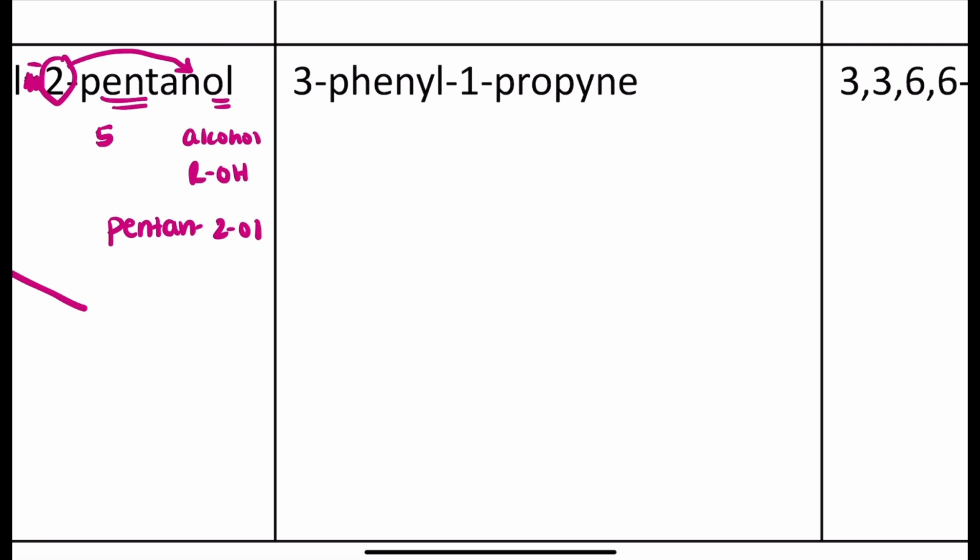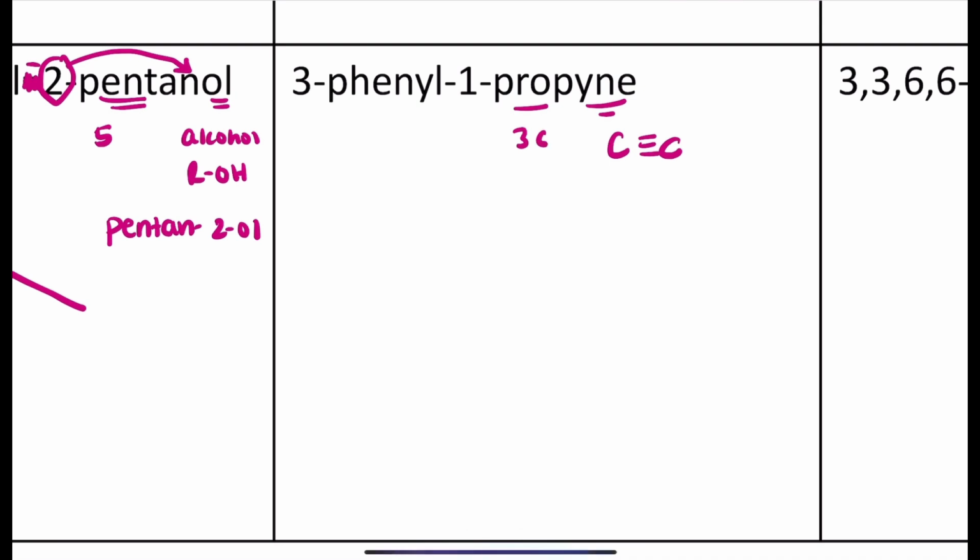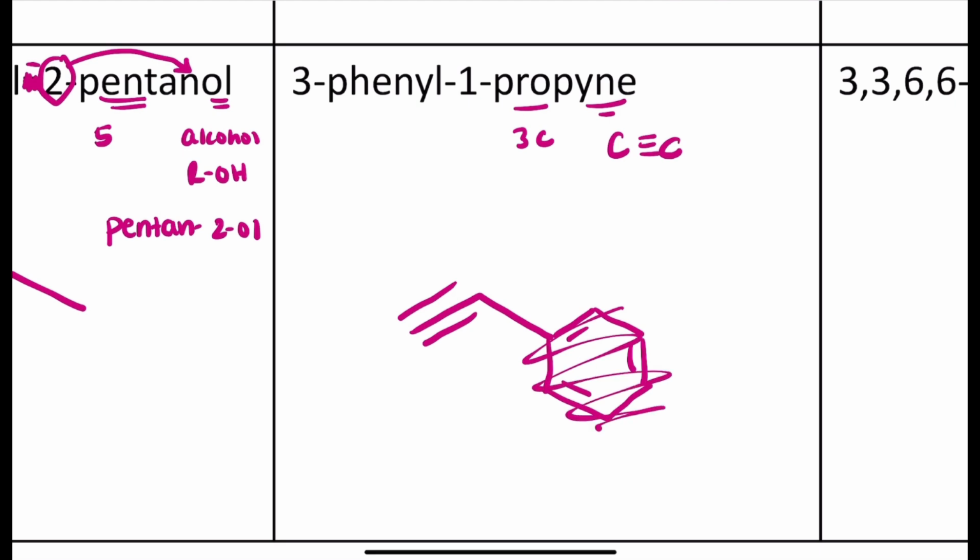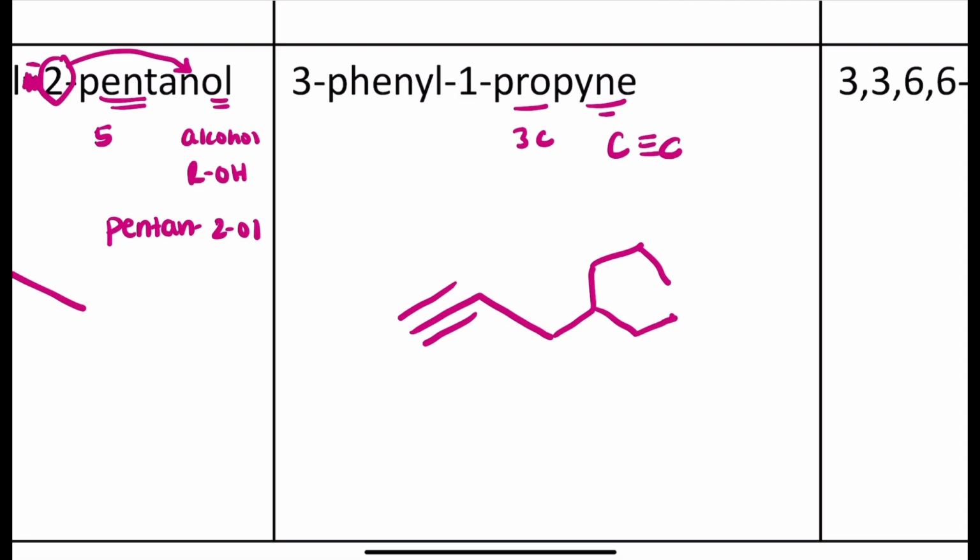3-phenyl 1-propyne. So this is telling me carbon-carbon triple bond. Prop is telling me 3 carbon. So 3 carbon. First carbon has that triple bond. The third carbon has that phenyl group. I definitely missed drawing an entire carbon. There we go. 1, 2, 3, and then the phenyl group.